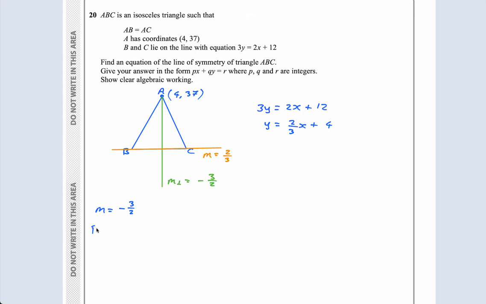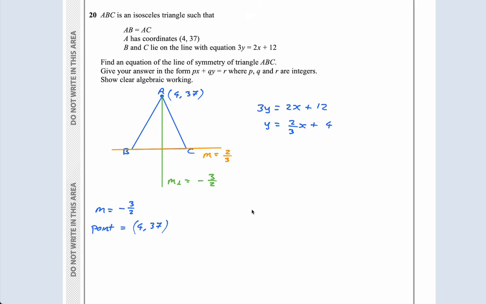And my point, I was thinking I needed this point, but I don't, because this point, (4, 37), is also on the green line, because the green line goes through it. So the point is (4, 37). Right, now once I have those, I can get the equation of a line.